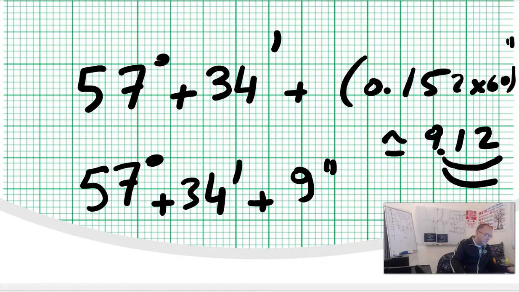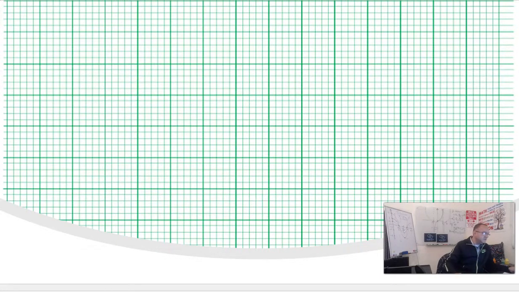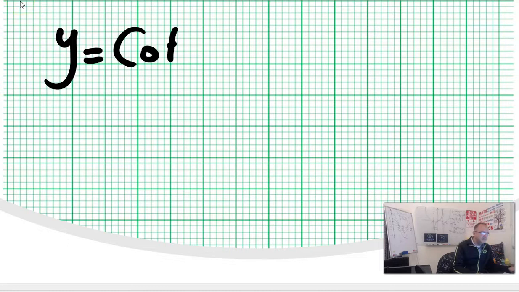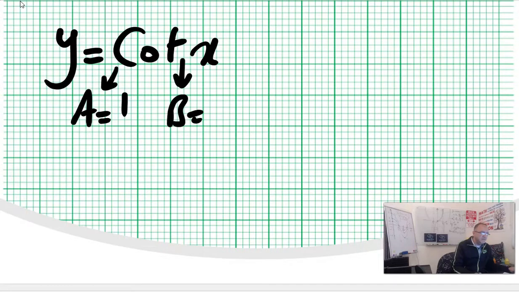We still have time. The last thing I'm going to talk about: next time we're going to start with the inverse function and with the vertical and the horizontal shift. But now we need to do the cotangent and separate it from the tangent. It's very easy. Just going to do y equals cotangent of theta, or cotangent of x. Again, a is 1 here and b is 1.